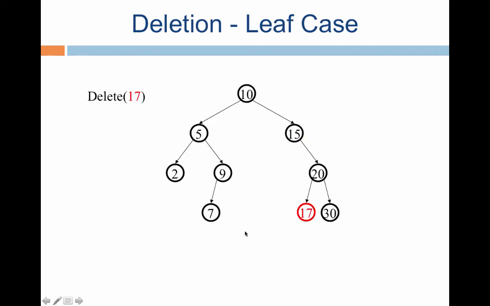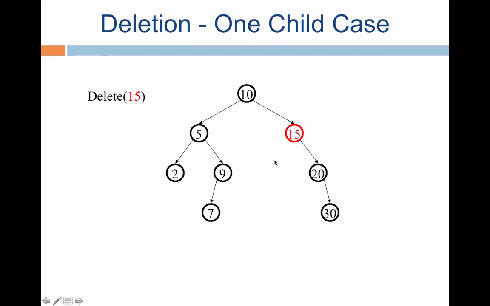Okay, let me just go back. Observe that this is just a structural change. You go find 17. It is a leaf. Just delete the node from the tree. It's a structural change. No work needs to be done. This also is a structural change.